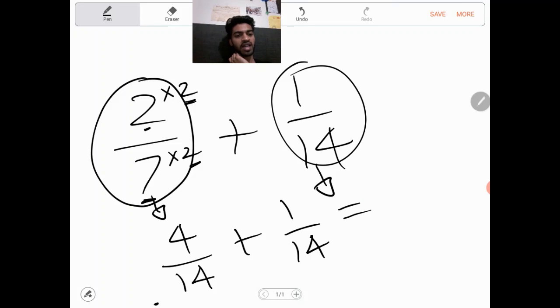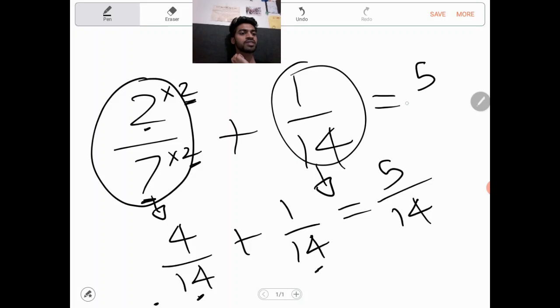And then I just add it. 4 plus 1 gives me 5. The denominators stay the same. 5/14. So 2/7 plus 1/14 is equivalent to 5/14.